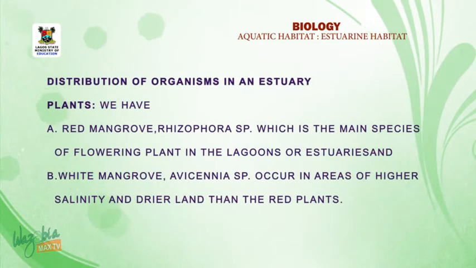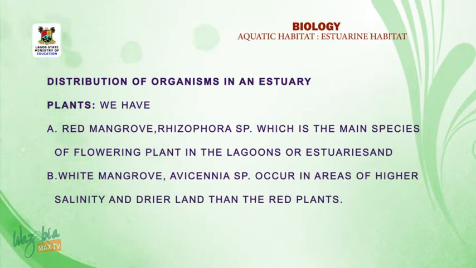Now let's look at the distribution of organisms in an estuary. We are going to look at plants. Under plants we have red mangrove. We have Rhizophora species, which is the main species of flowering plants in the lagoon. And you are looking at the flowering plant in the lagoon. We talk about red mangrove and Rhizophora species.